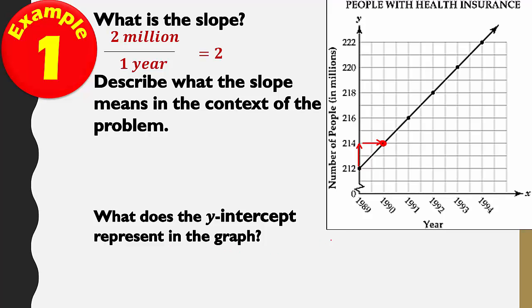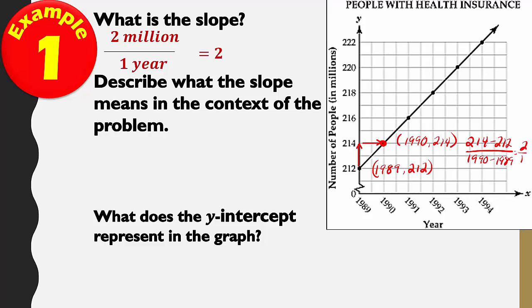Of course, the other thing you could do is, it doesn't matter, even though we have years down here, if I took the points 1989, 212, so you use what you have down here for your x value, and then 1990, 214. You'd still end up with the same thing because you'd have 214 minus 212 over 1990 minus 1989, which would still give you 2 over 1.